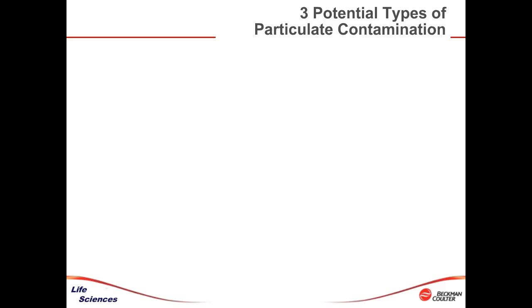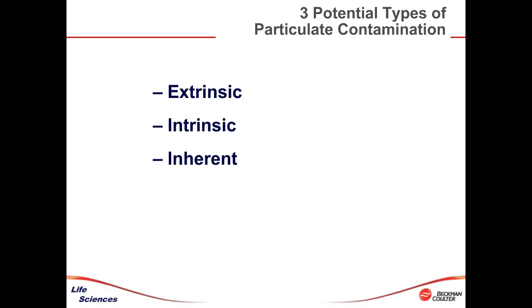As I mentioned before, we discussed the inherent type of contamination, and it's a new kind of third point that's more prominent now. It's always been of some concern, but now with proteins much more so. So the three different types are extrinsic, intrinsic, and inherent. We'll touch on each one of these.